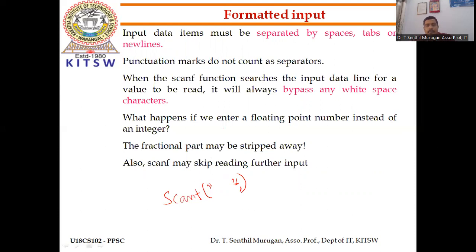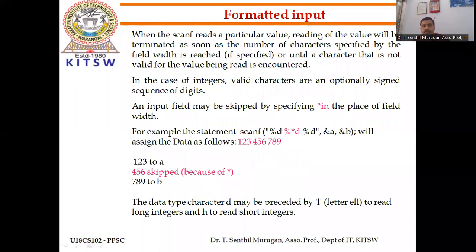In case of a floating point number, how will it work? If you enter a floating point number instead of an integer, what will happen? It will only consider the integer part, and the fractional part may be stripped away. Scanf may keep reading the further inputs. If you give such a number, it does not read the remaining input either.